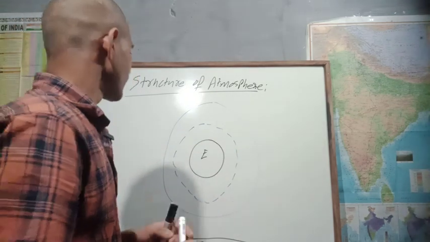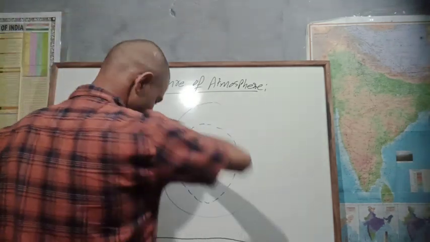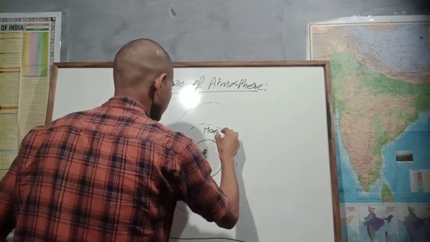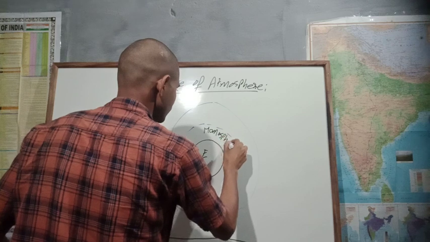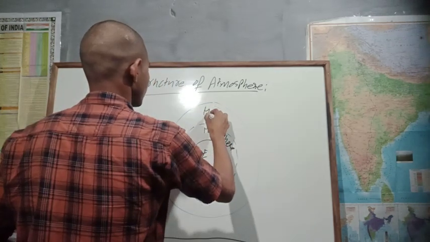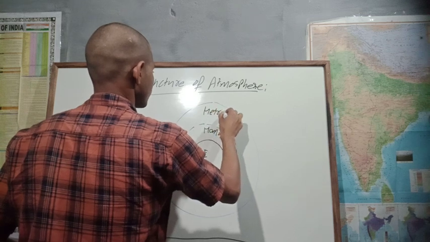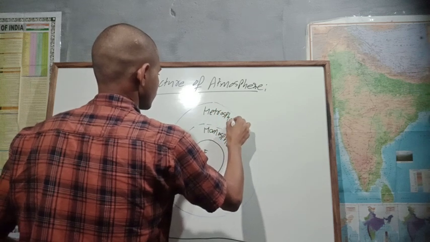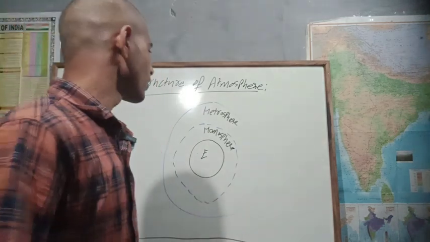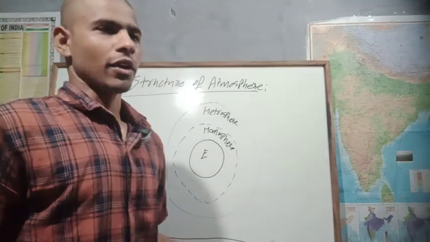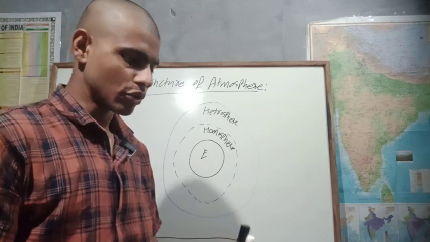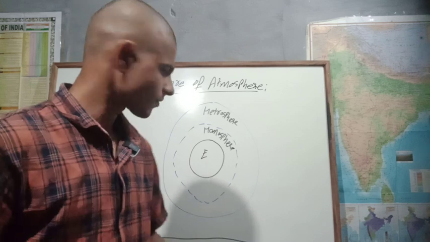This one is called homosphere, the inner one, and the outer one is called heterosphere. Now, what's the difference between these two? We're going to discuss. You might have heard about troposphere, stratosphere, mesosphere, then we have thermosphere, then we have exosphere.